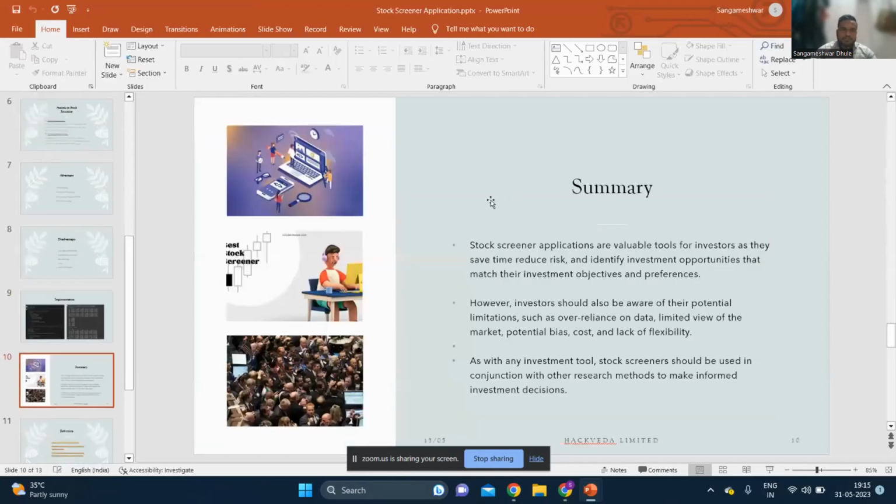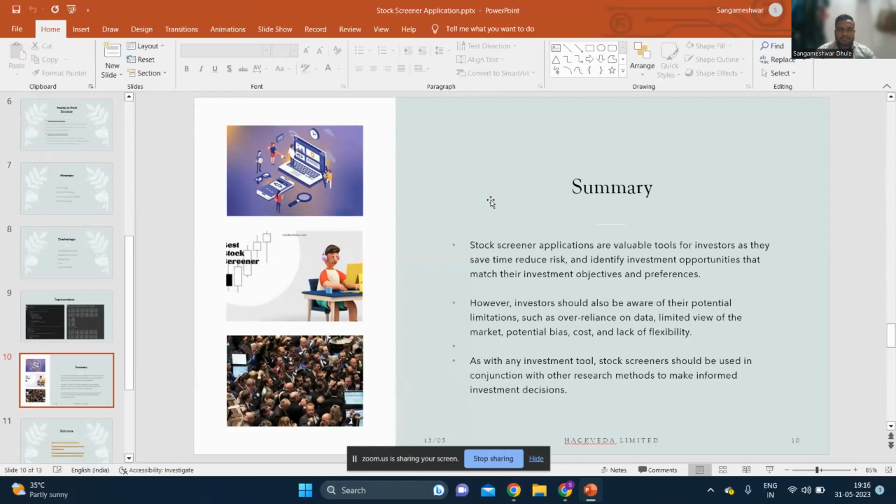So let's move on to the summary. Stock screener applications are valuable tools for investors as they save time, reduce risk, and identify investment opportunities that match their investment objectives and preferences. The investor should also be aware of their potential limitations, such as over-reliance on data, limited view of the market, potential bias, cost, and lack of flexibility. These are some of the disadvantages we have seen in the previous slide.